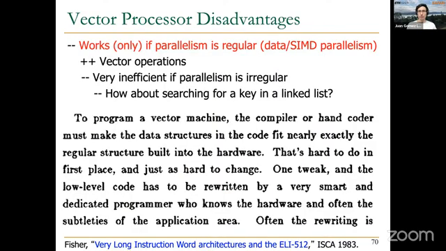It's not easy to program, by the way, all these systems. Hopefully, in this course, we will help you to learn how to do that. But I think it's really interesting, this reflection from Fisher in 1983, where he said that to program a vector machine, or in general a SIMD machine, the compiler or the hand coder must make the data structure in the code fit nearly exactly the regular structure built into the hardware. That's hard to do in first place and just as hard to change.